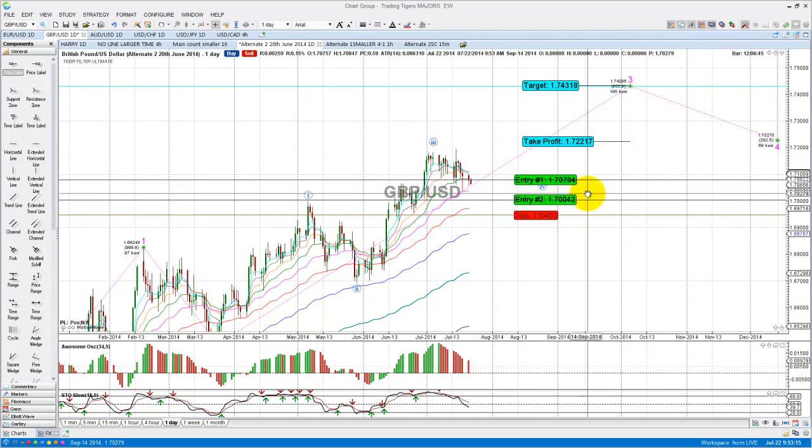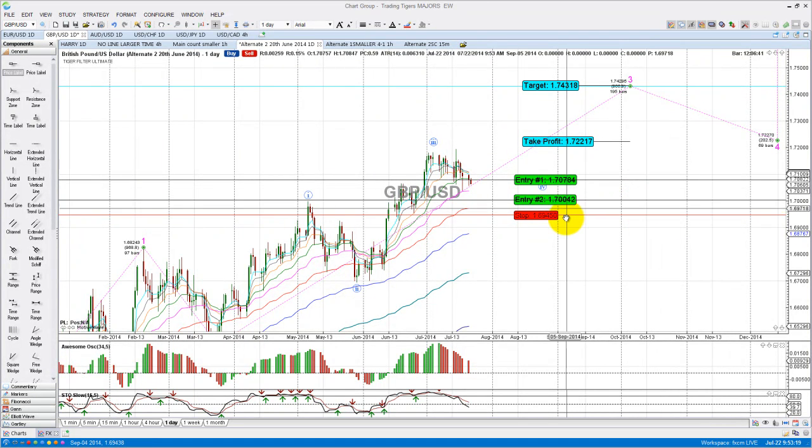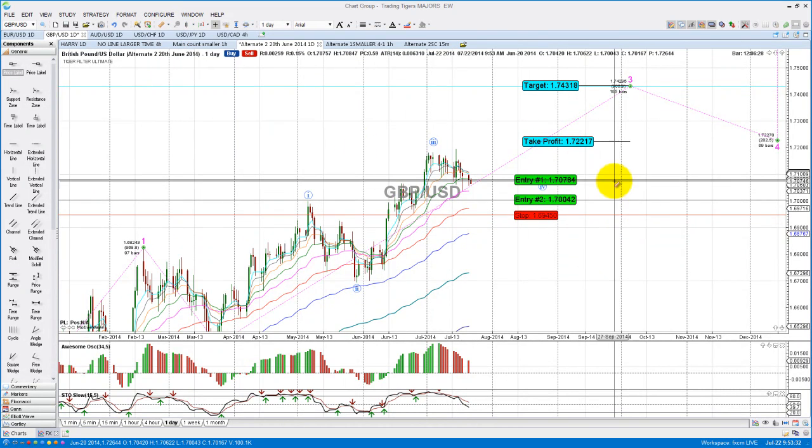Here at entry at 1.7078. Another entry at 1.7004, stop level 1.6945, and the stop loss for trade 1 will be 129 pips, and for trade 2, 57 pips.